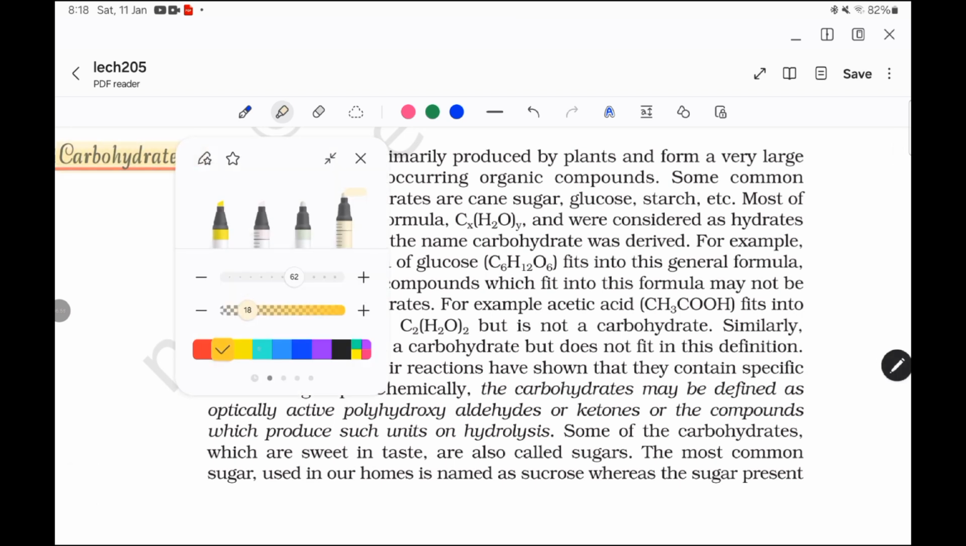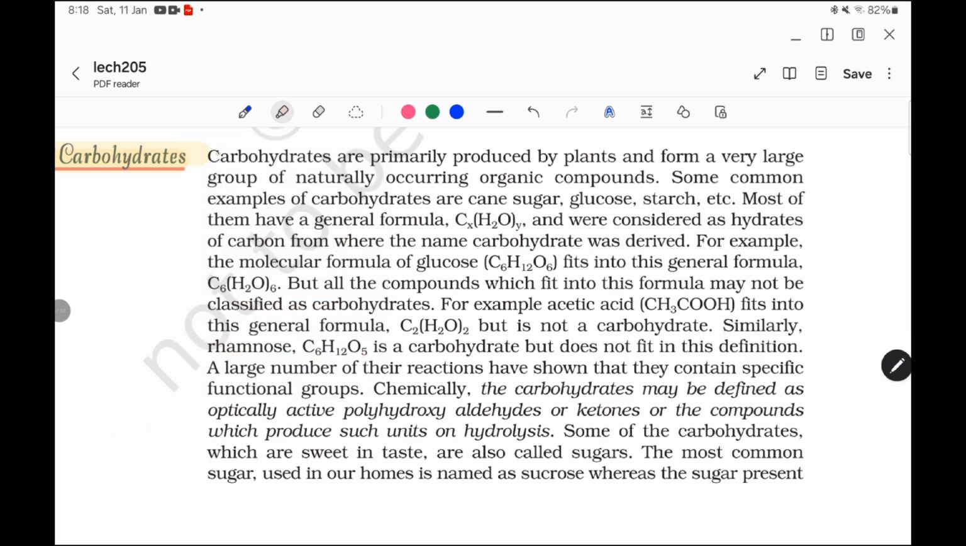So I think we can see here. Let's change the color to a little better one. Carbohydrates are primarily produced by plants. This is extremely important for all of us to understand. So mostly they are produced by plants, and they form a very large group of naturally occurring organic compounds. Some examples of carbohydrates we will be seeing over here are cane sugar, glucose, starch.